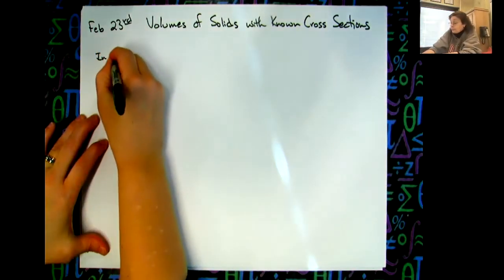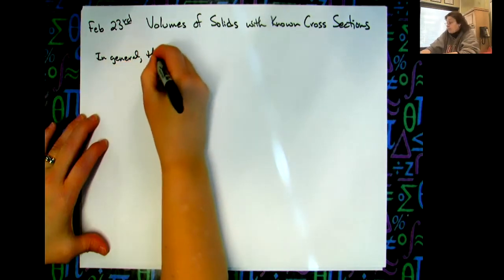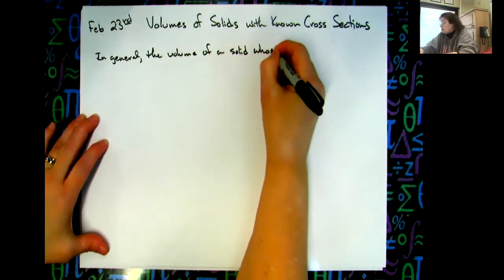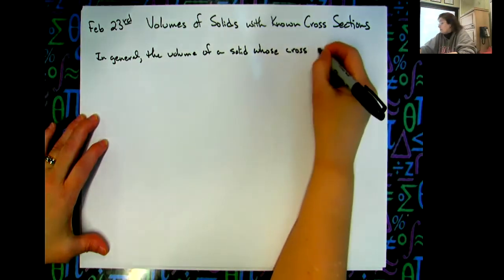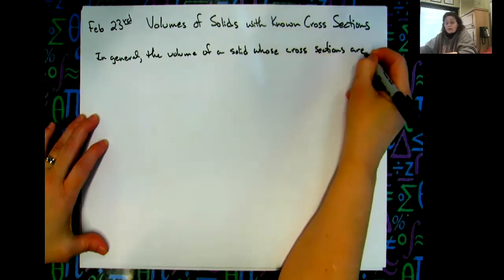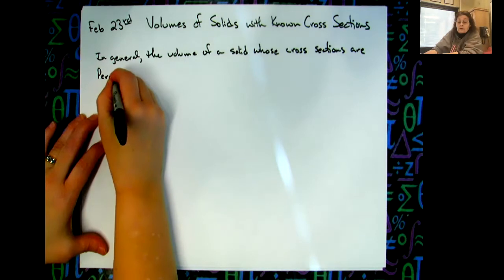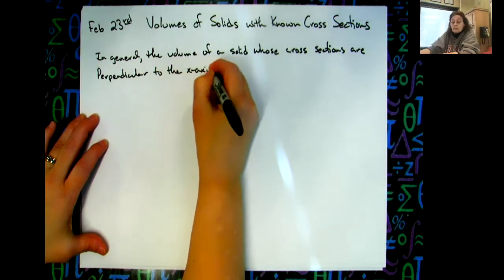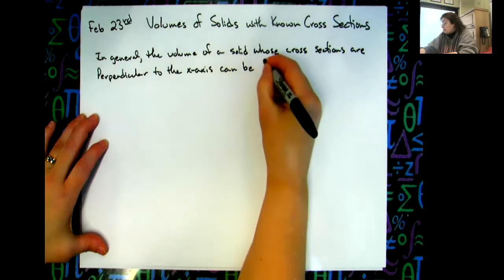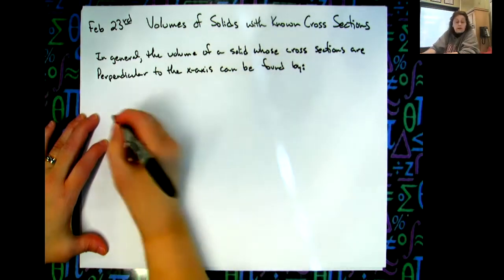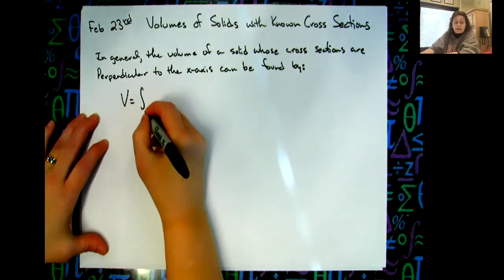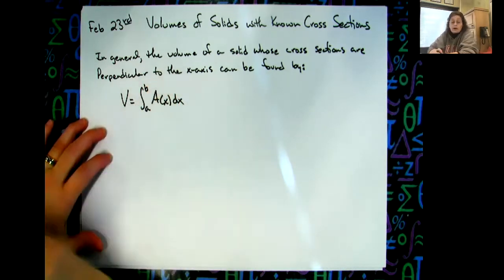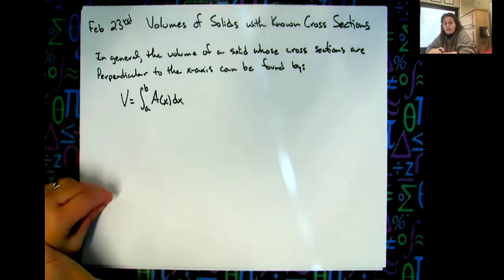So in general, the volume of a solid whose cross sections are perpendicular to the x-axis can be found by, so volume is equal to simply integrating from A to B, whatever our interval happens to be, of the area. All right, so you're integrating the area of the cross section.